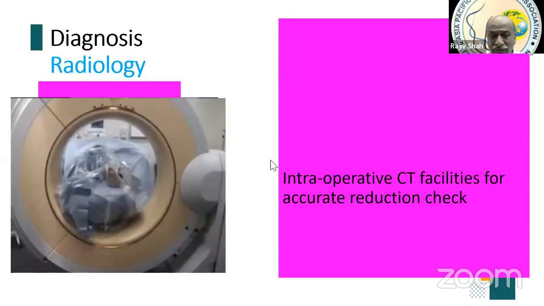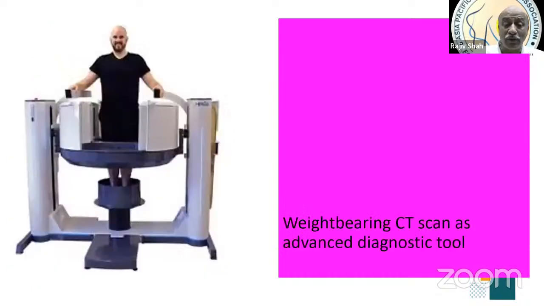Okay, now this is what most of the advanced center in the world do, and they have either O-arm or intraoperative CT scan, where once they reduce the syndesmosis, they fix it with the K wires, temporary fixation of the syndesmosis, and then patient is sent into the CT scan gantry, and CT scan is taken, and then they make sure that the reduction is proper.